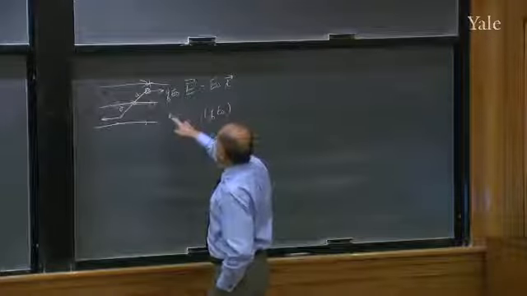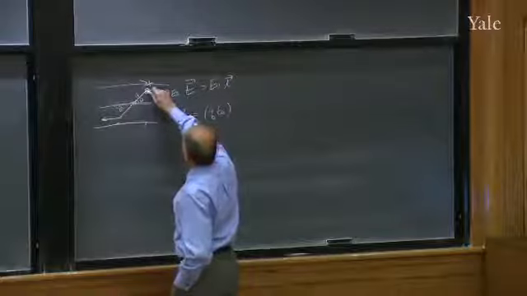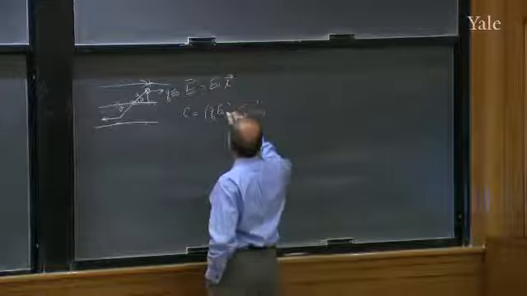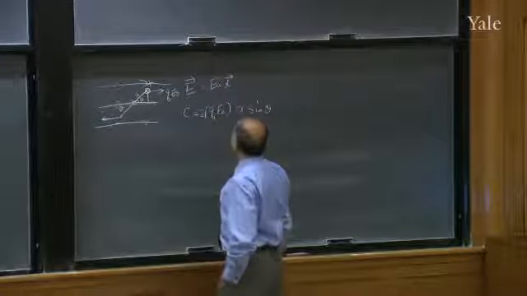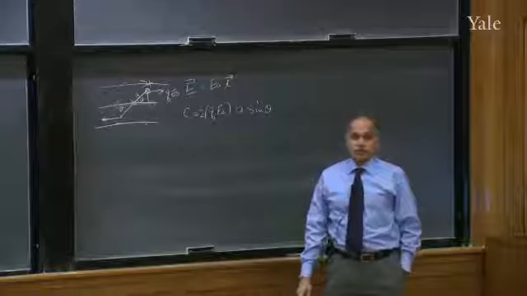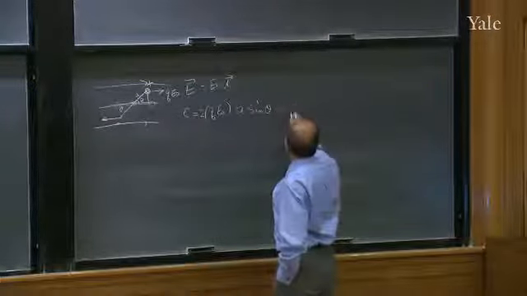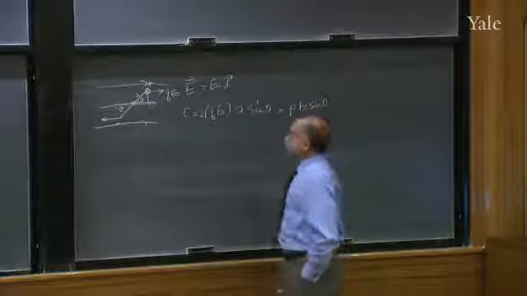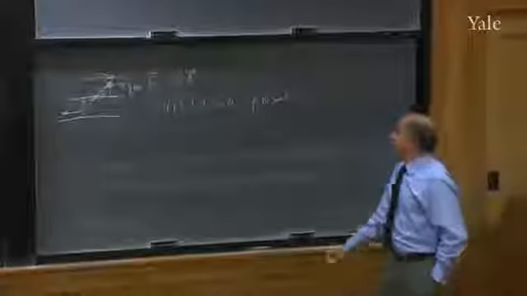times the perpendicular distance. So if this angle is theta here, and you want the perpendicular distance, it is A sine theta. Then there's another A sine theta from that one. That's the torque. Since 2qA is p, it's p E0 sine theta. You can see this makes sense.